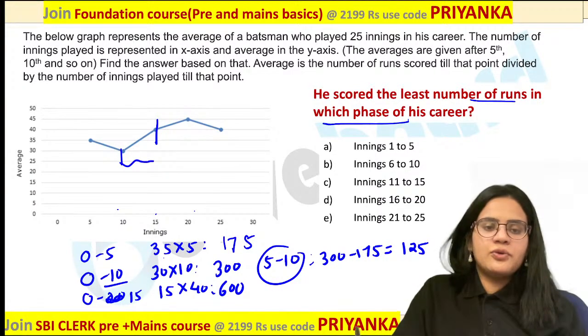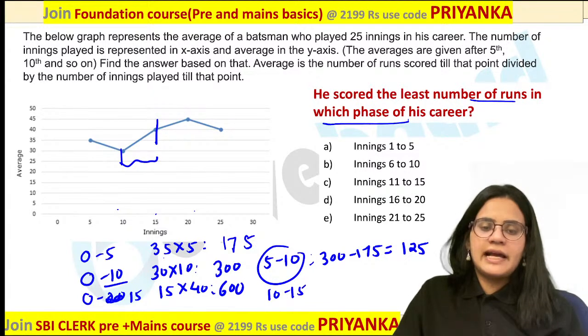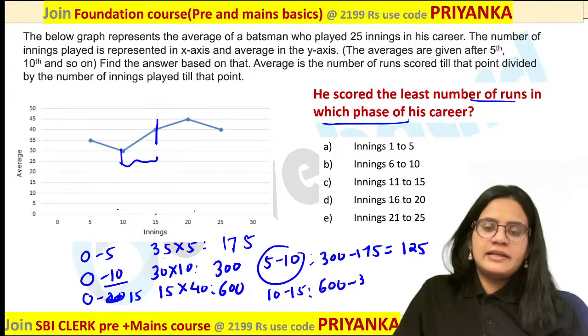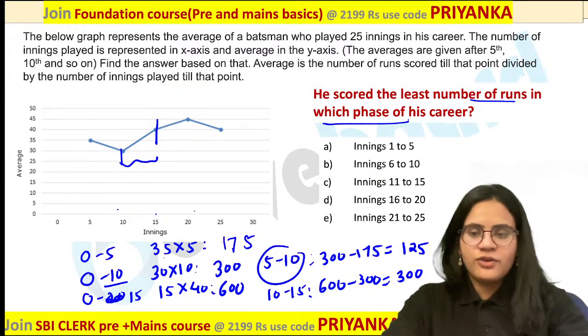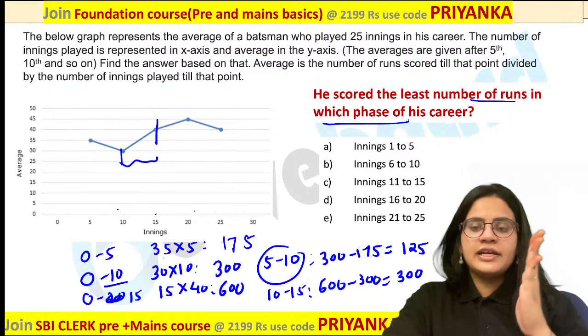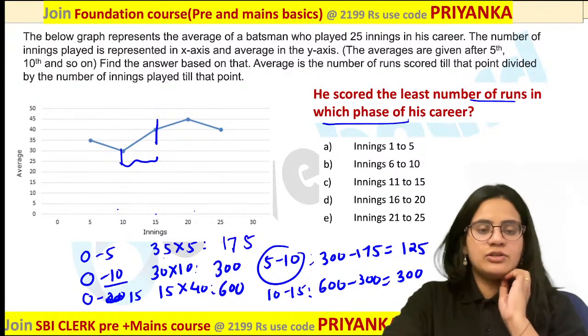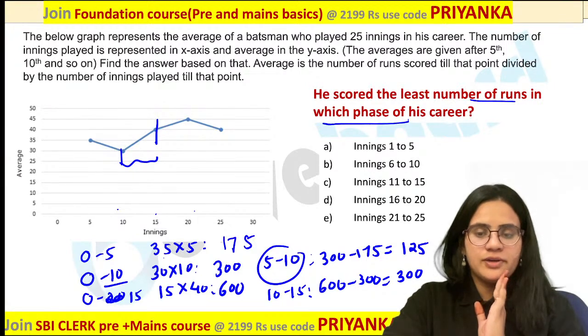So if I have to calculate only this range, 10 to 15, it will be calculated as 600 minus 300, which is nothing but 300 over here. Everybody is following this? I have to just calculate the cumulative value in this case. That was the important concept in this particular question.